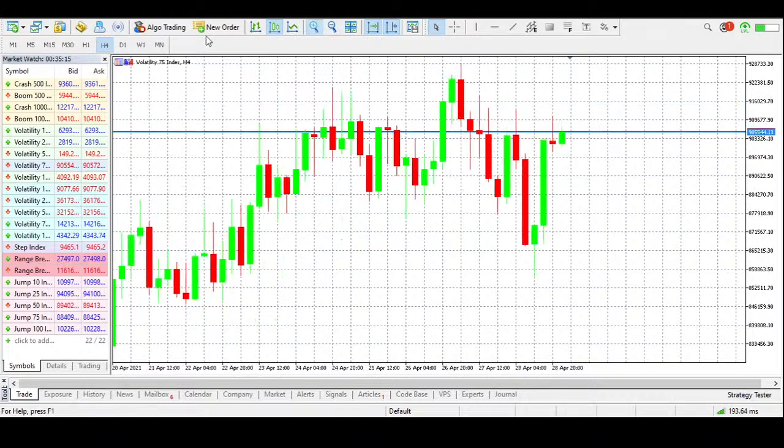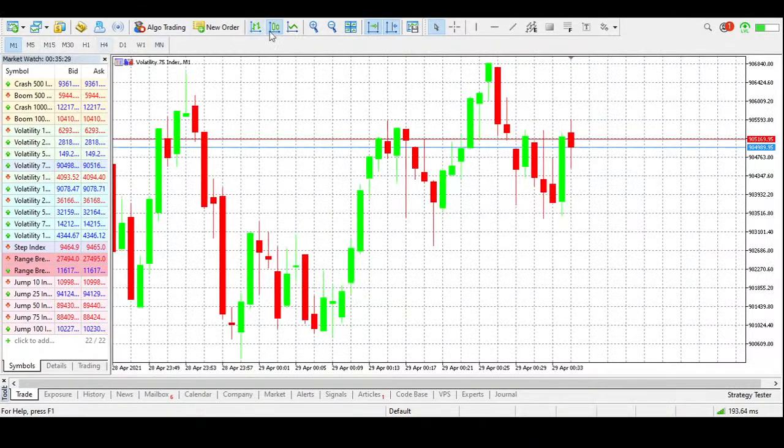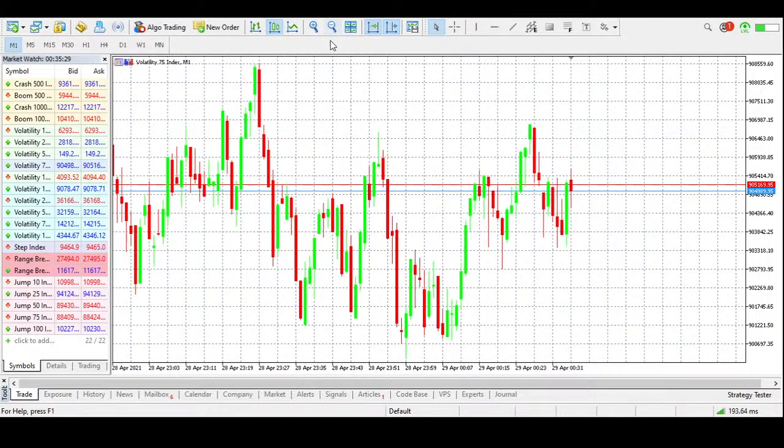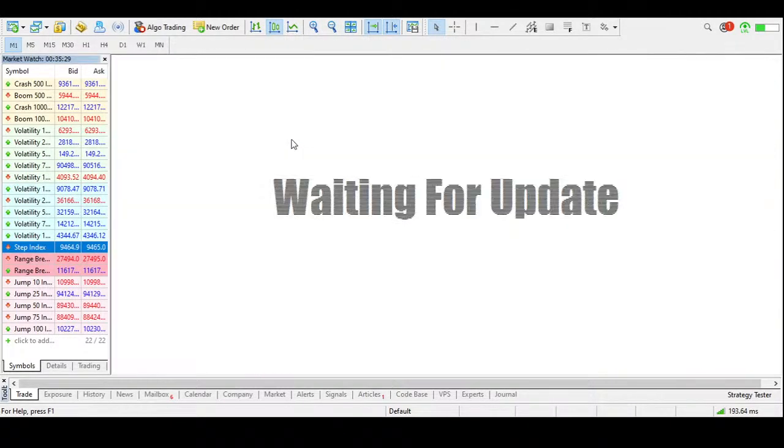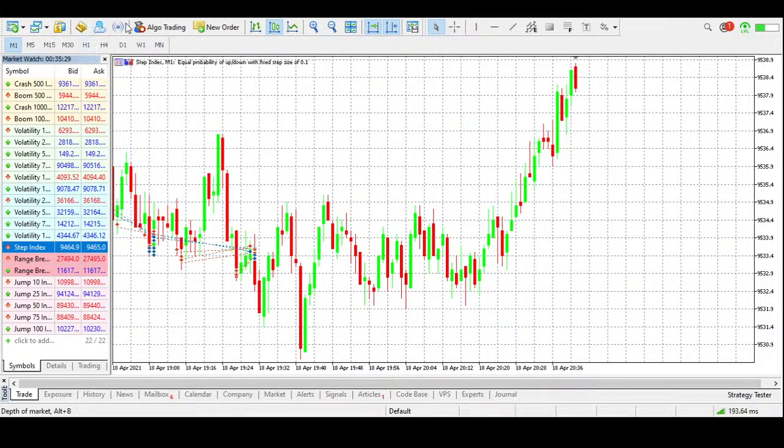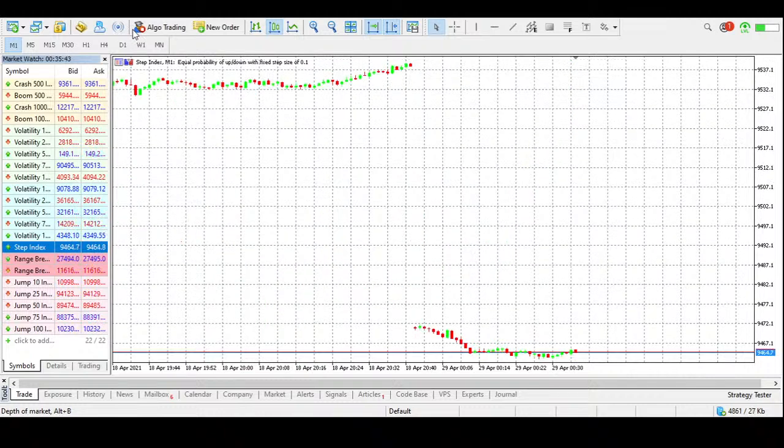Why is this not moving? Okay, it's H4. Right. Let me use step index. That's more simple to understand. What happens on step index is that every move, every tick is 10 cents with the least loss size of 0.10. That's 10 cents.